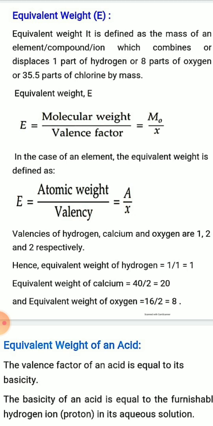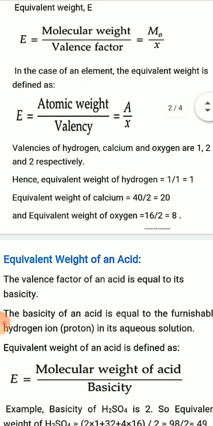Similarly, equivalent weight of calcium is equal to atomic weight of calcium divided by valency of calcium. The atomic weight of calcium is 40 and valency is 2, so 40 divided by 2, that is 20. Similarly, for the oxygen atom, atomic weight of oxygen is 16, so 16 divided by 2, that is 8.